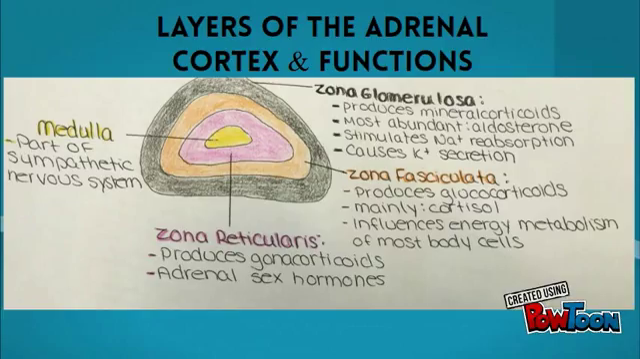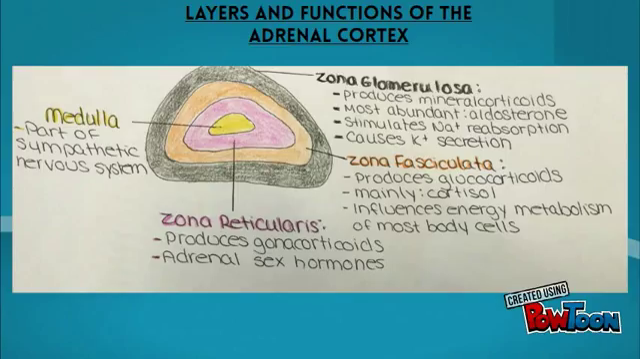Layers of the adrenal cortex. The adrenal cortex is divided into three layers: the zona glomerulosa, the zona fasciculata, and the zona reticularis. Each layer produces its own set of hormones and functions to maintain homeostasis in the body. The outside zona glomerulosa produces mineralocorticoids, the most abundant one being aldosterone. The function of this layer is to regulate electrolyte concentrations in the ECF. Aldosterone stimulates sodium reabsorption and causes potassium secretion into the kidney tubules.